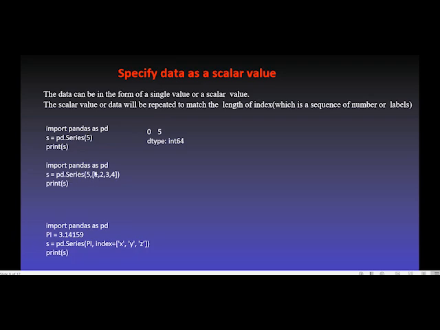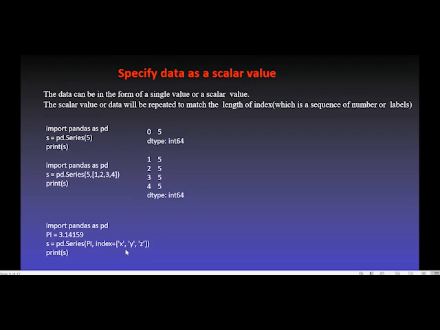Okay. Now, in the second one, we have 5 here and we pass the index also. See, the index list is also passed, which is 1, 2, 3, 4. So, how will it be created? The scalar value or data will be repeated to match the length of the index. Length of the index is 4, right. So, 4 times this value will be repeated. At 1 we will have 5, 2, 5, 3, 5, 4, 5. The dtype is int64.